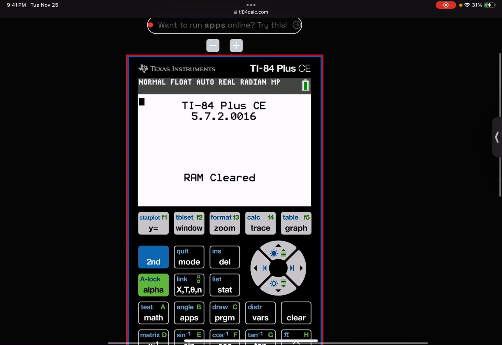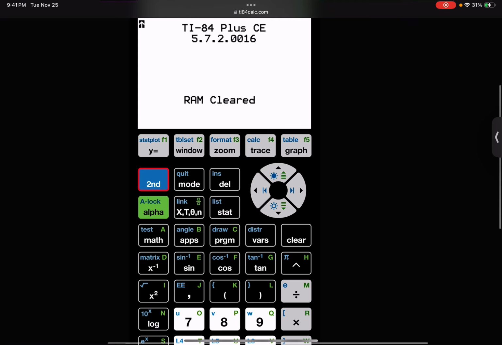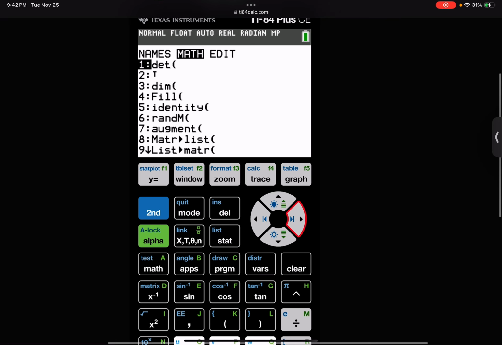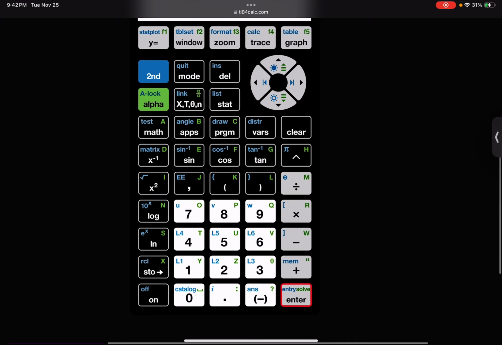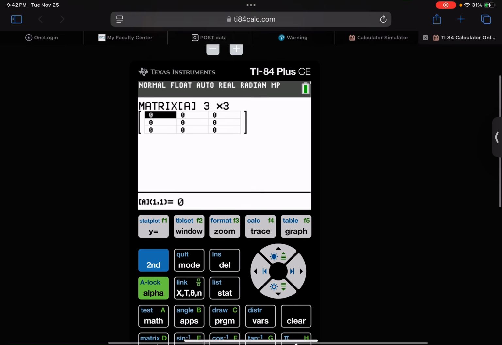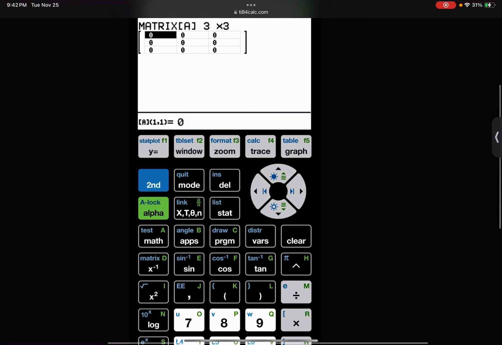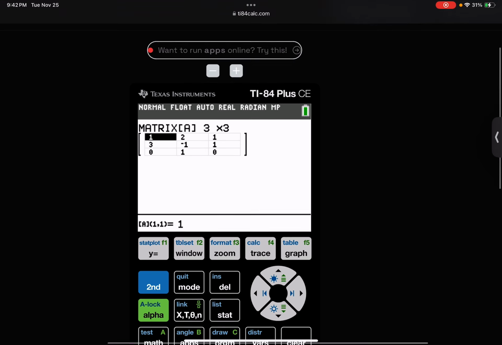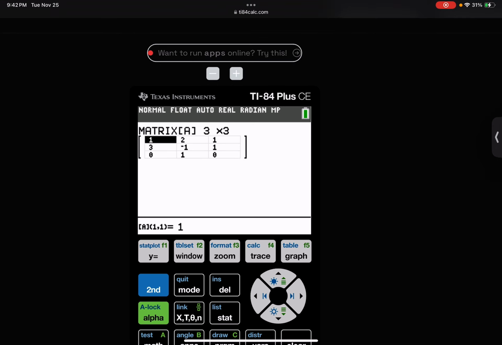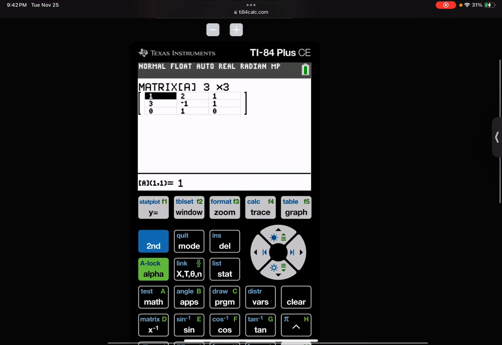Okay, so I'm going to enter the original matrix A. So I go to second matrix and then edit, hit enter. And A was a 3 by 3 matrix, so 3, enter 3. And then the entries for A were 1, 2, 1, 3, negative 1, 1, 0, 1, 0. Right? 1, 2, 1, 3, negative 1, 1, 0, 1, 0. So I've entered in my matrix A, and I'll go to second quit to get rid of it.